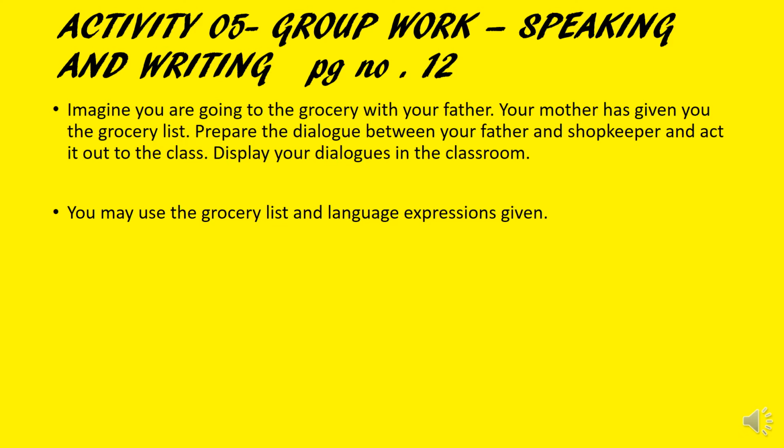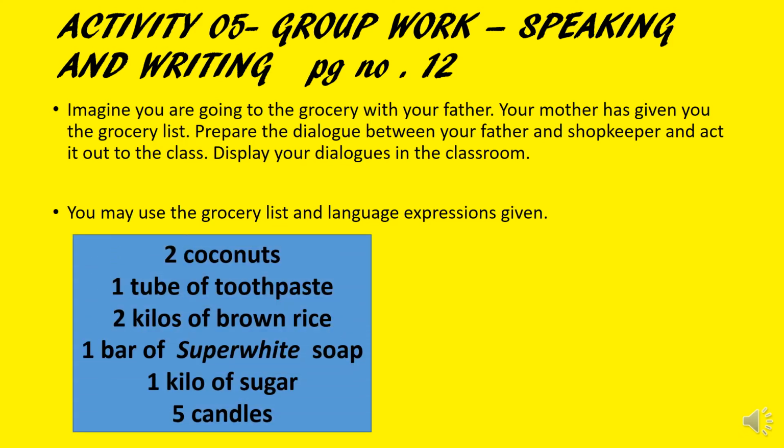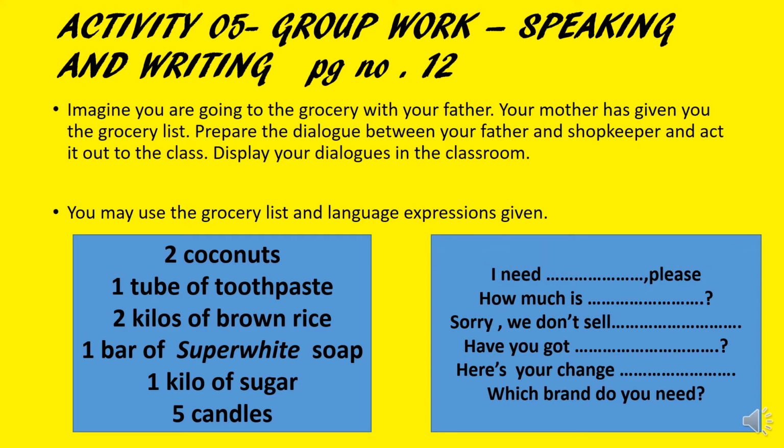Right, in the next one you may use the grocery list and language expressions given. So there are 2 columns again. 2 coconuts, 1 tube of toothpaste, 2 kilos of brown rice, a kilo of sugar, 5 candles. So you have to fill the blanks with these words. I need blank, please. What do you need? I need... So you have to think and do the questions.